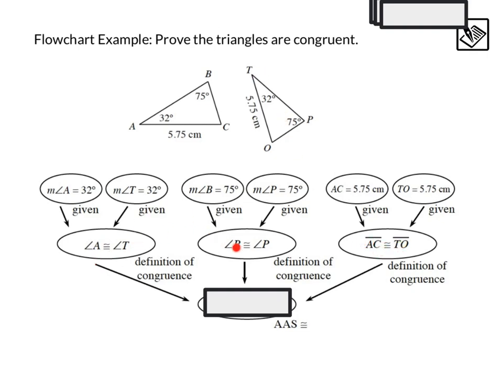Taking all this information together, these angles are congruent, these angles are congruent, and these sides are congruent. It looks like we have an angle-angle-side relationship. That means that these two triangles, triangle CAB is congruent to triangle OTP, make sure these points match up correctly, by angle-angle-side congruence. So we have proved these triangles are congruent.